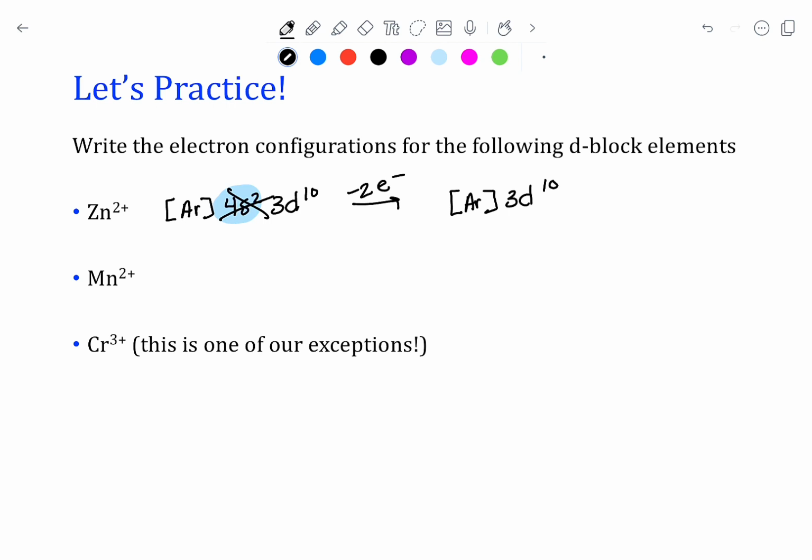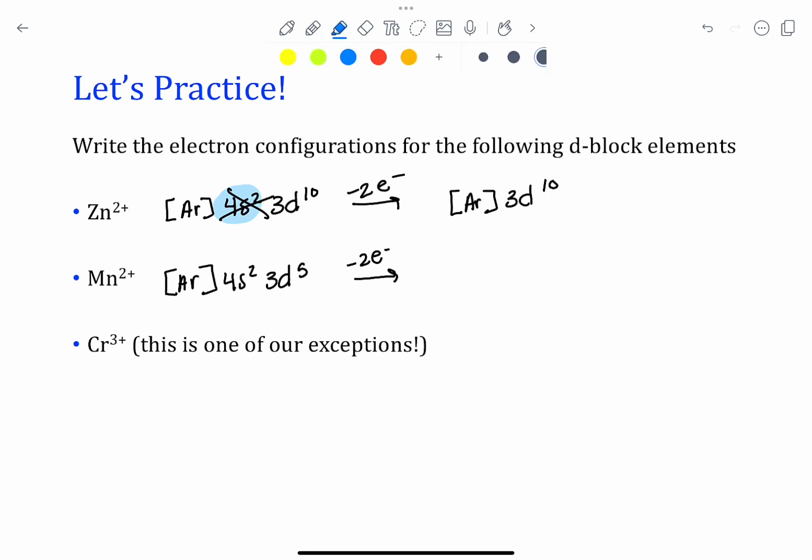Next up we have manganese, Mn 2+. So manganese is argon 4s2 3d5, and again we're removing 2 electrons. Those 2 electrons are going to come from the 4s, so I'm really just getting rid of the 4s, and I'm left with the 3d.